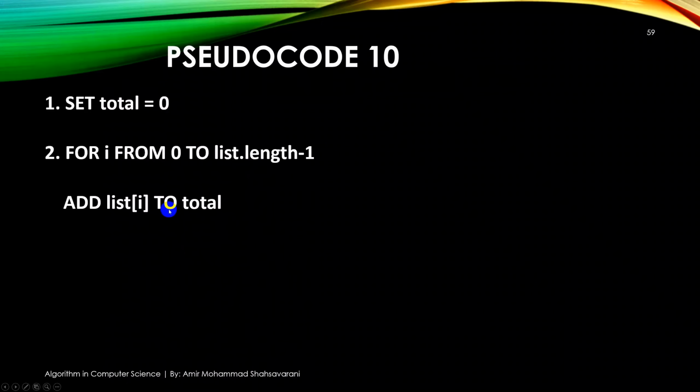So what? First, we make a total variable and set it to 0. Then we make a for loop for items from 0 to list length minus 1. Add the item in the list to total. Okay. Then after going through all the items in our list, return the total, and it's done. Okay, guys.